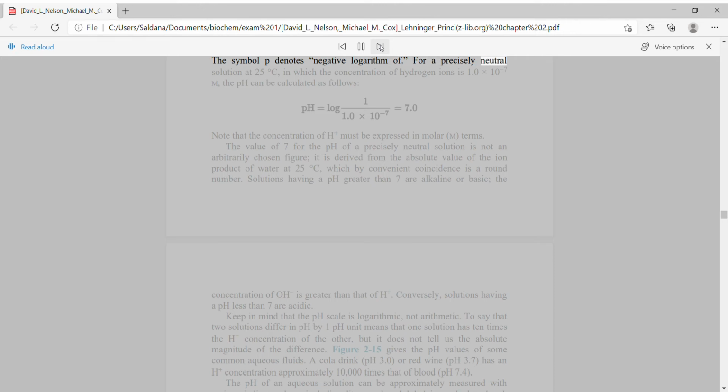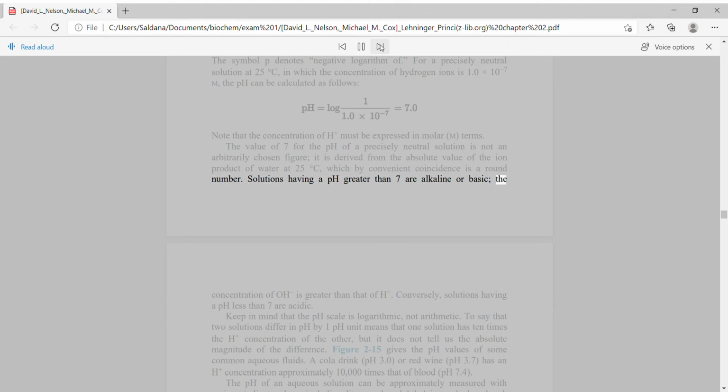For a precisely neutral solution at 25 degrees Celsius, in which the concentration of hydrogen ions is 1.0 × 10^-7 M, the pH can be calculated as follows. Note that the concentration of H+ must be expressed in molar terms. The value of 7 for the pH of a precisely neutral solution is not an arbitrarily chosen figure; it is derived from the absolute value of the ion product of water at 25 degrees Celsius, which by convenient coincidence is a round number. Solutions having a pH greater than 7 are alkaline or basic.